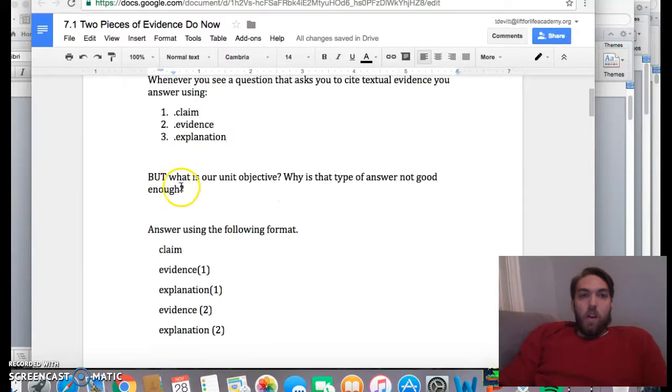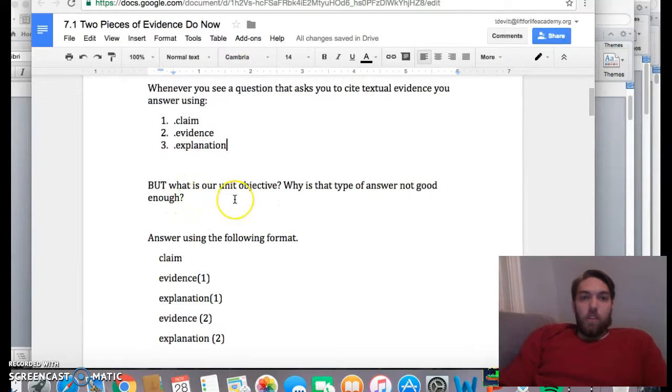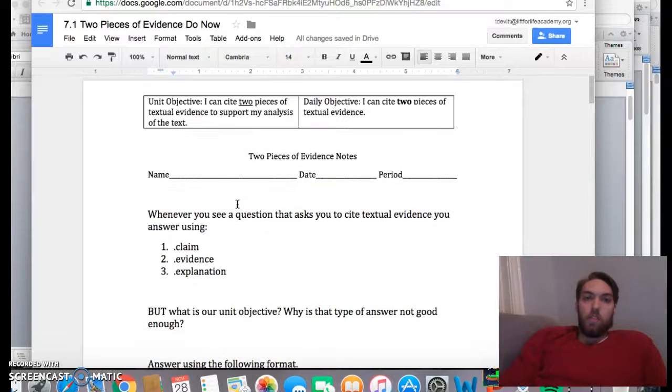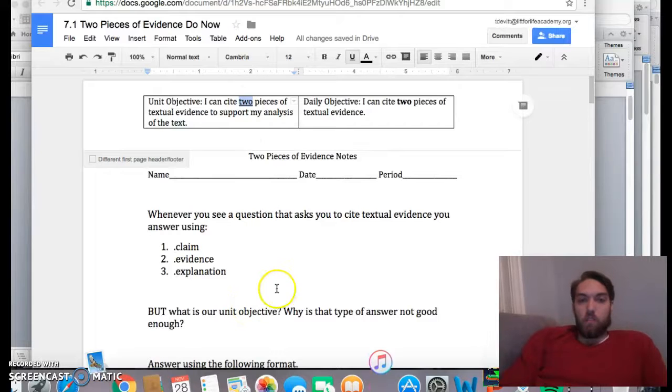Okay, but what is our unit objective? Why is that type of answer not going to be good enough? Okay, so let's look at our unit objective. The unit objective says that we need to cite two pieces of textual evidence to support our analysis. So thinking about this, why isn't this good enough? Well, the answer is right here. It says that we need two pieces, but our answer right now would only have one piece. So we need to figure out how to use the format we've learned, but kind of move it to the next level so that it actually meets our unit objective of citing two pieces of textual evidence.